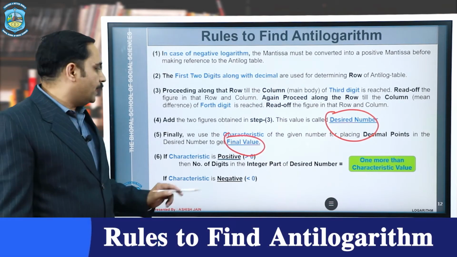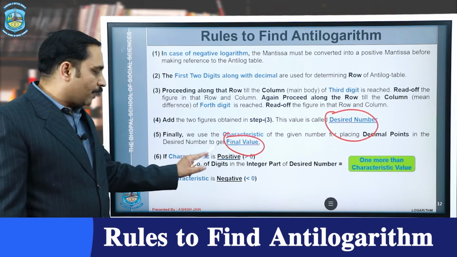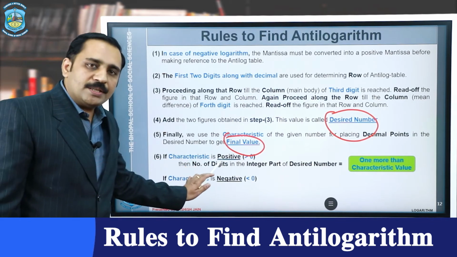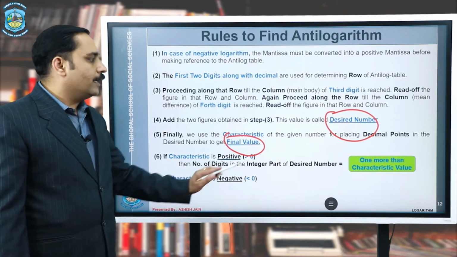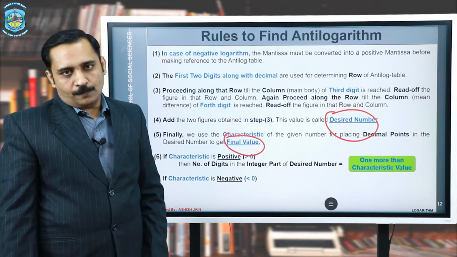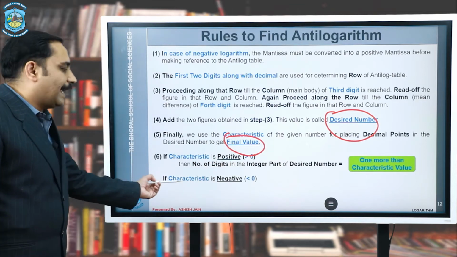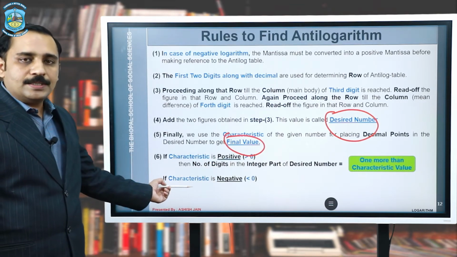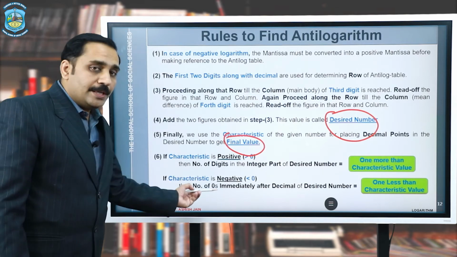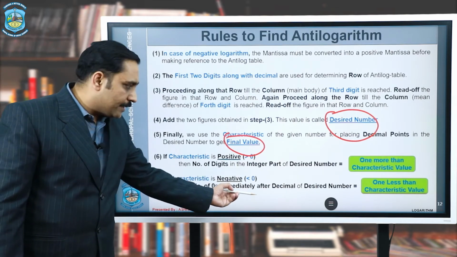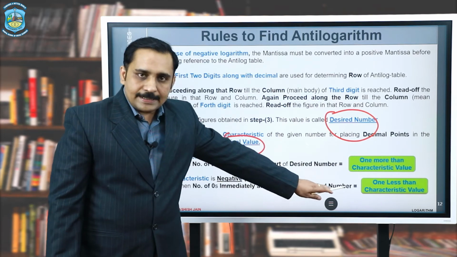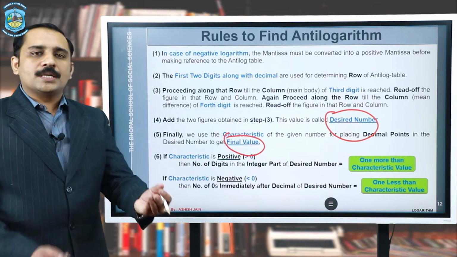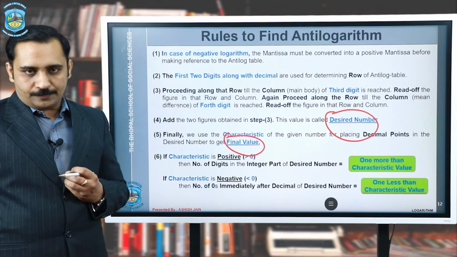If our characteristic value is greater than 0, that is a positive value, then the number of digits in the integer part will be 1 more than the characteristic value. Now in case number 2, if our characteristic is negative, that is less than 0, then the number of zeros immediately after the decimal would be 1 less than the characteristic value. This is just opposite to what we have in logarithm, right?